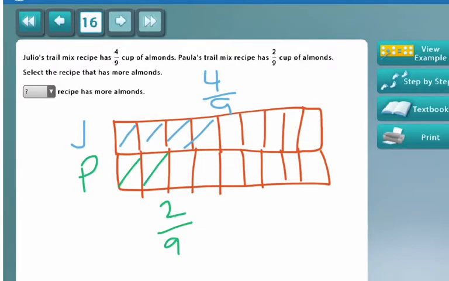This final problem is pretty easy because you already have like denominators of ninths, so I drew a comparison bar model showing that Julio's is 4/9, so this shows 4/9 right here, and Paula's is 2/9 right there, and it's obvious that 2 parts out of 9 is going to be less than 4 parts out of 9. So I would say that Julio's trail mix recipe has more almonds than Paula's.